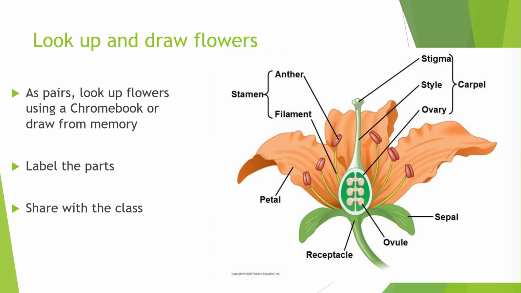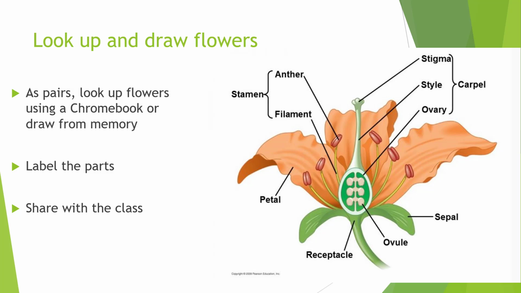Then you have the carpel. This is the female parts of the flower. There is the stigma, which is a surface where pollen is going to land and germinate. The style, which is going to connect the stigma to the ovary, and that is where the pollen tube is going to grow through the style. And then the ovary, which is going to contain 1 or more ovules, which will have embryo sacs in them. Those will, when fertilized, become seeds.